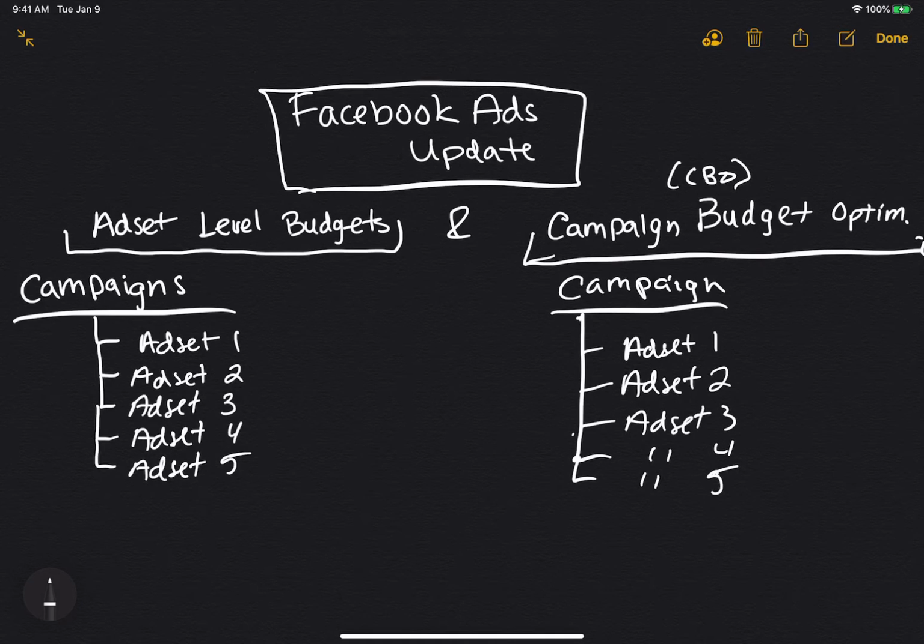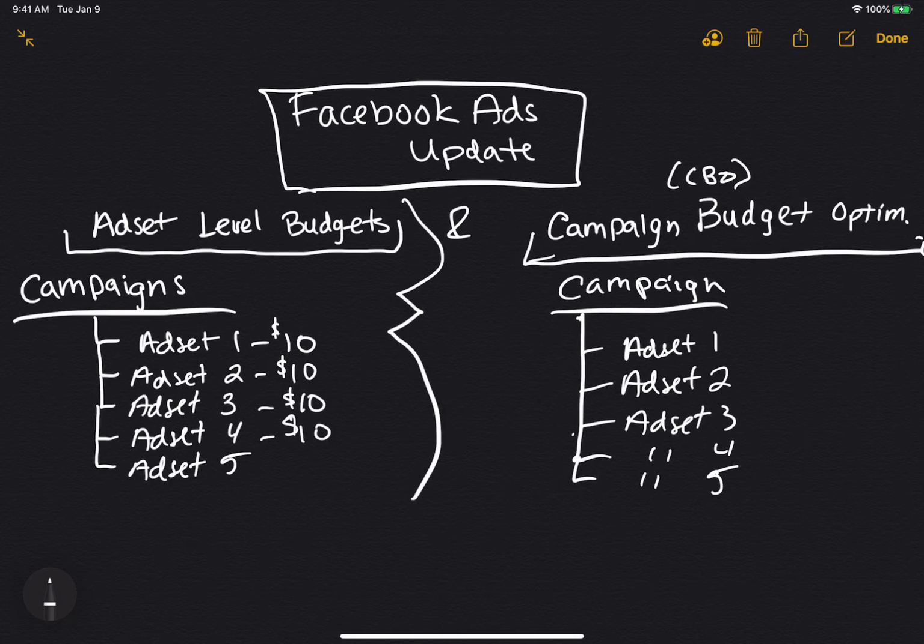With this campaign, basically what this allowed you to do was set each ad set to have a certain budget. Say you wanted to spend $50 for the day, just to make it easier for us. You could set ad set one to $10, you could set ad set two to $10, and so on. So right now you'd be spending $50 a day on ads, right?